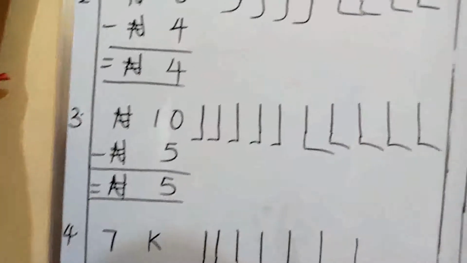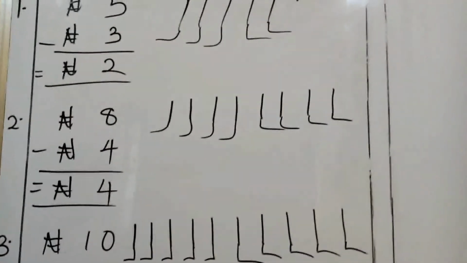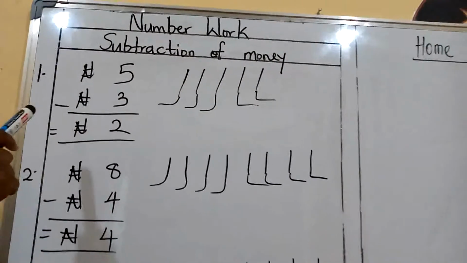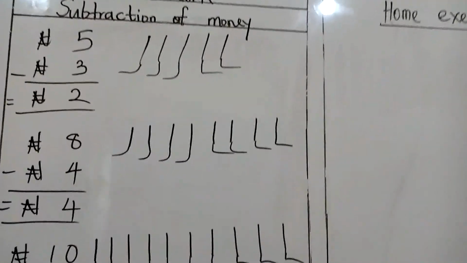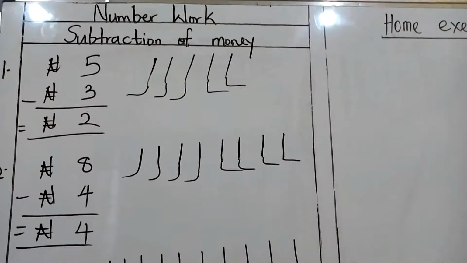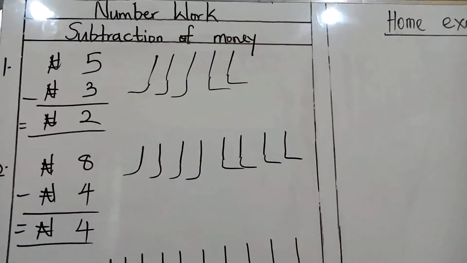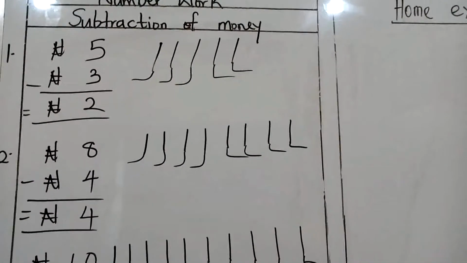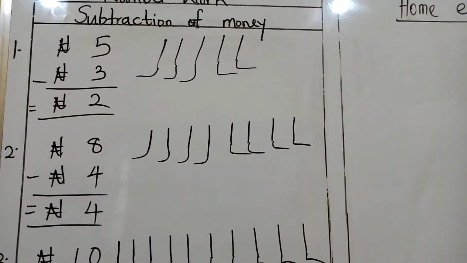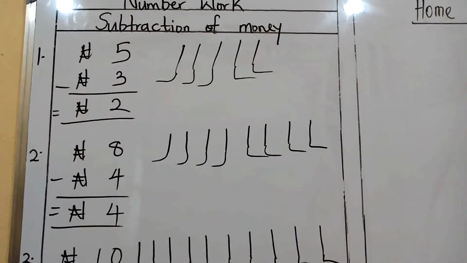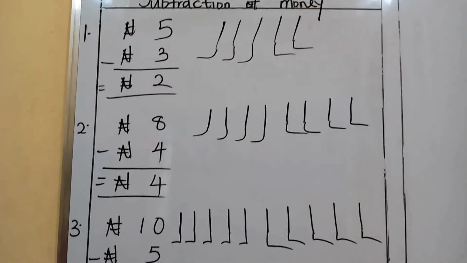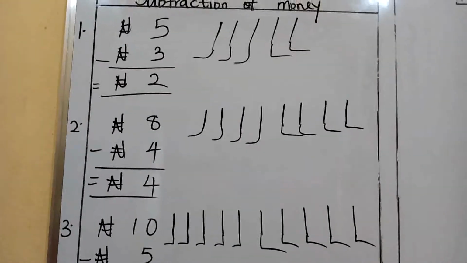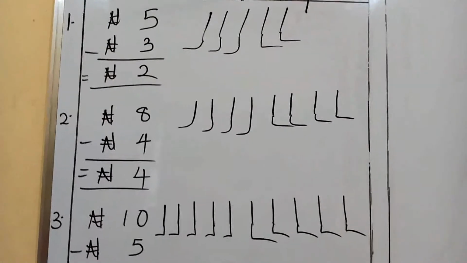So looking at it again, I told you that subtraction means to take away. We had different types of money displayed on the board, and for us to take away some amount of money from a given money. So now, number 1 was 5 naira, take away 3 naira, and our answer was just 2 naira. That's our remaining money out of the 5 naira that we had. We took away 3 naira, so 2 naira remained for us.